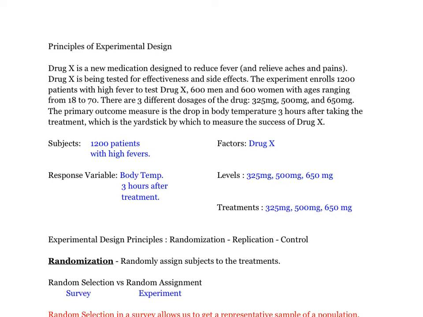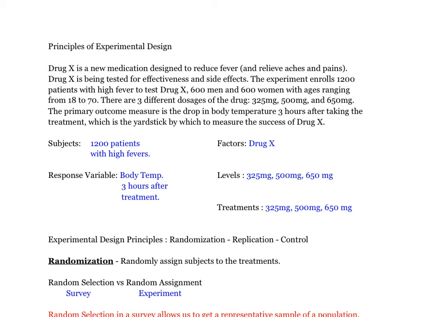So we have drug X is a new medication designed to reduce fever. Drug X is being tested for effectiveness and side effects. The experiment enrolls 1,200 patients with high fever to test drug X. 600 men and 600 women will be with ages ranging from 18 to 70. There are three different dosages of the drug, 325 milligrams, 500 milligrams, and 650 milligrams. The primary outcome measure is the drop in body temperature 3 hours after taking the treatment, which is the yardstick by which to measure the success of drug X.